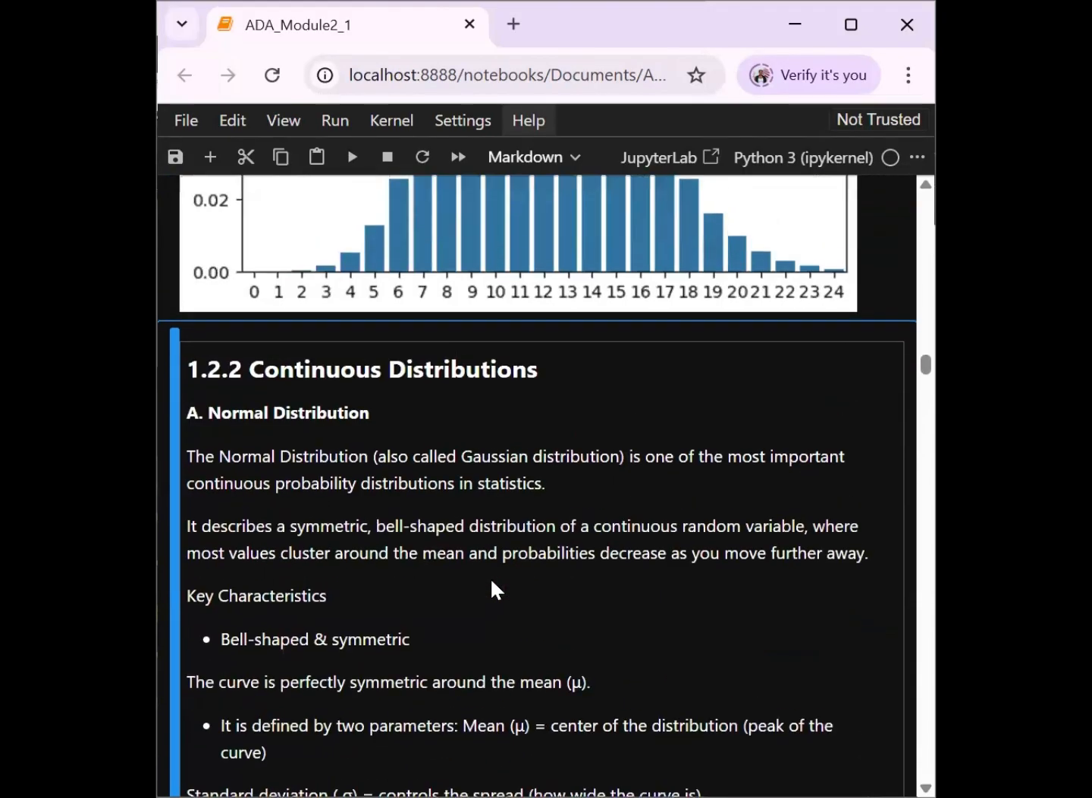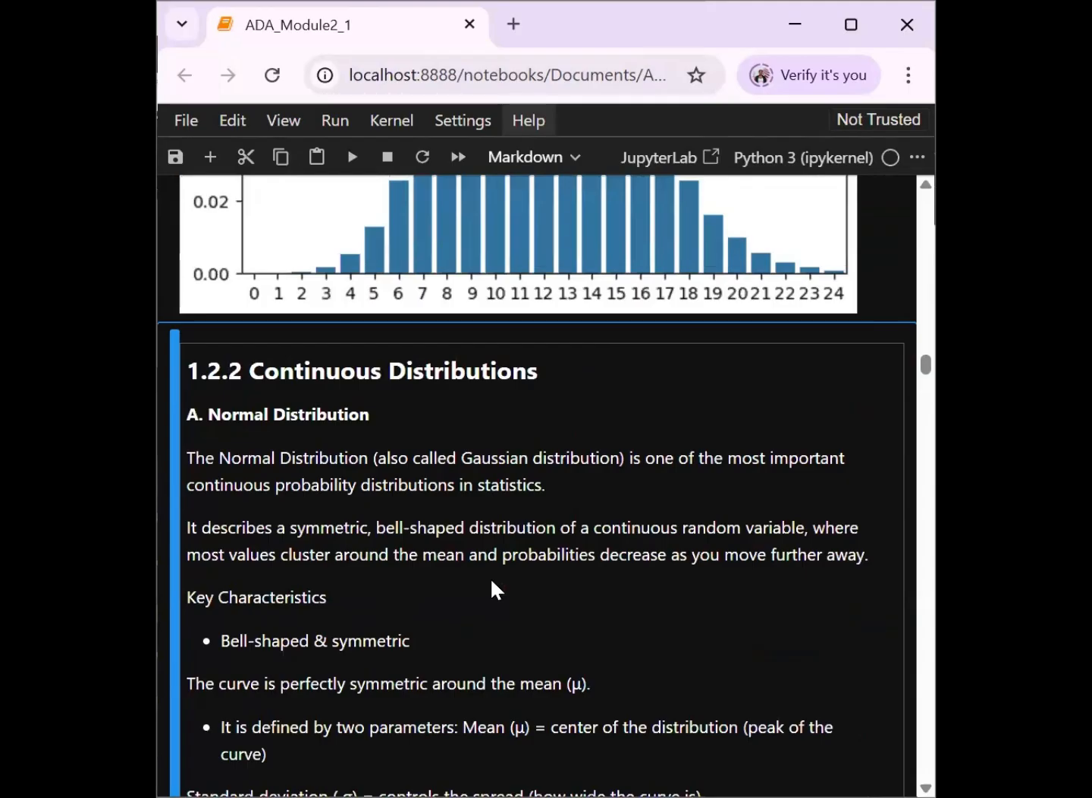Also, let's look at the normal distribution. It's actually the most popular distribution that we have in statistics, and the most important also. Now it's a continuous distribution.